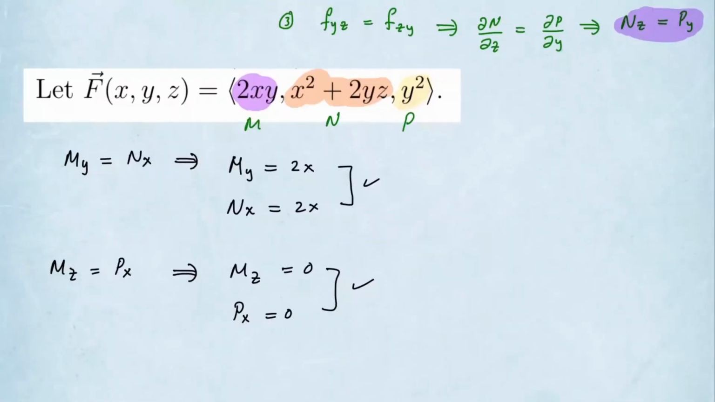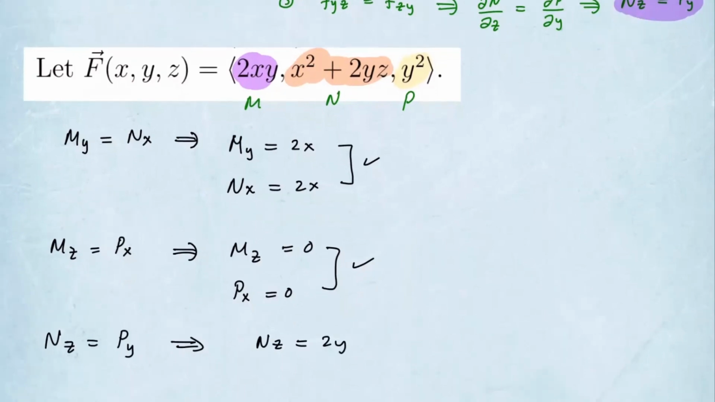And the last thing we're going to check is this one right here. Is the partial of n with respect to z equal to the partial of p with respect to y? So we're going to take the partial of n with respect to z. That's just going to be taking the derivative of this component, so that will be 2y. And now I'm going to take the partial of p with respect to y. That's also 2y. Huh, that's nice.